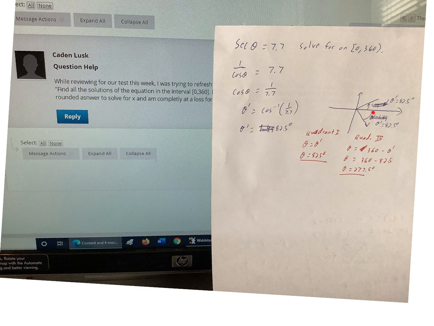Then quadrant 4, here's the reference angle. We have to find this angle here. So it'll be 360 minus the reference angle, which comes out to 277.5 degrees.